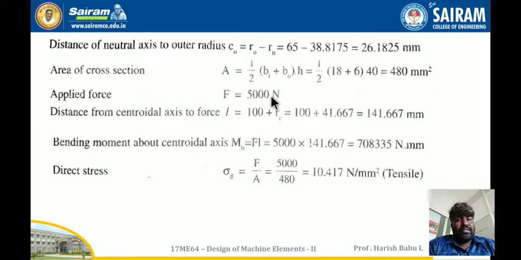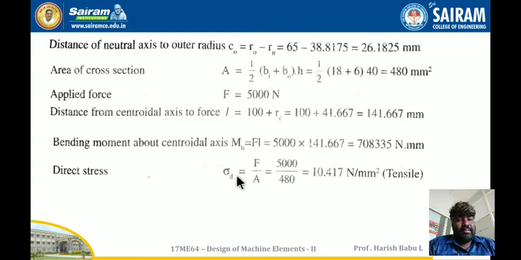The applied force is given as 5000 newtons, which is acting as a tensile force. The L value will be Rc plus 100, where 100 is the distance of the line of action to the center line of curvature. I'm going to get 141.667. After finding all the values, you go with the bending moment, that is MB is equal to F into L, 5000 into 141.667. I'm going to get 70835 newton mm.